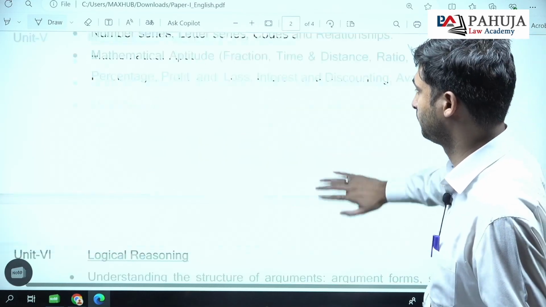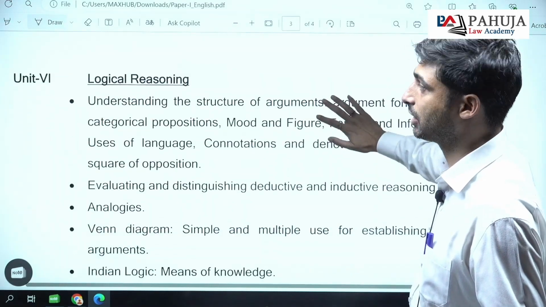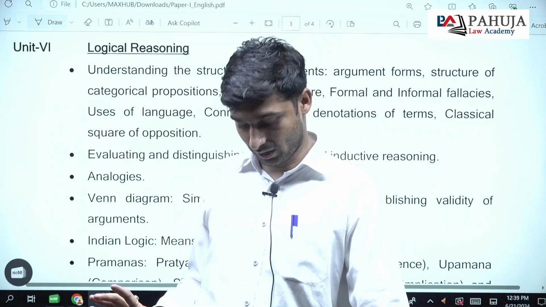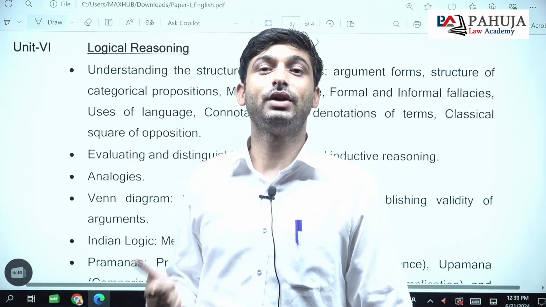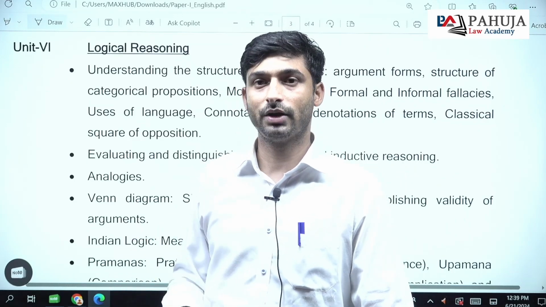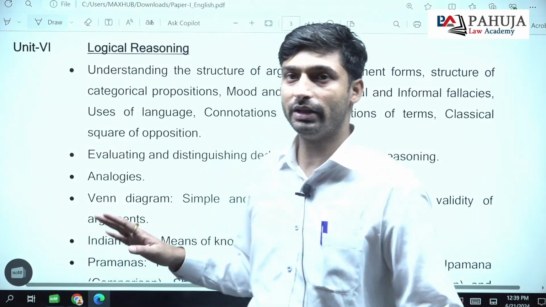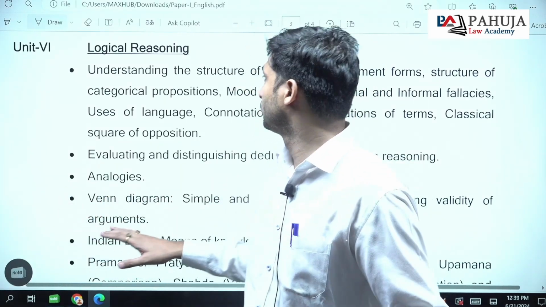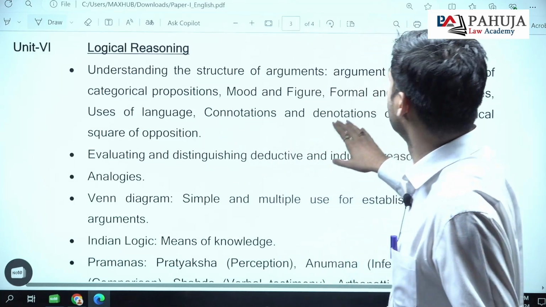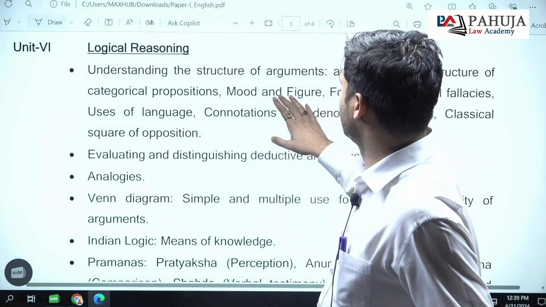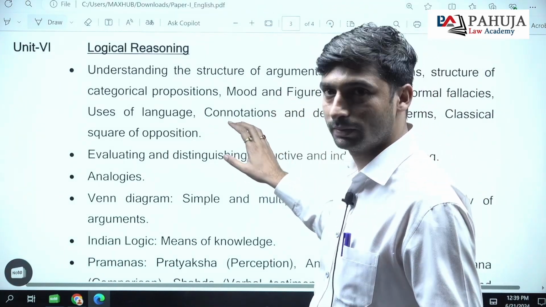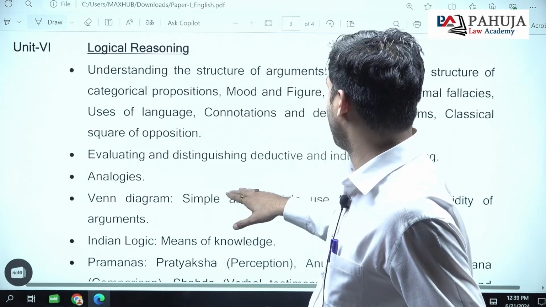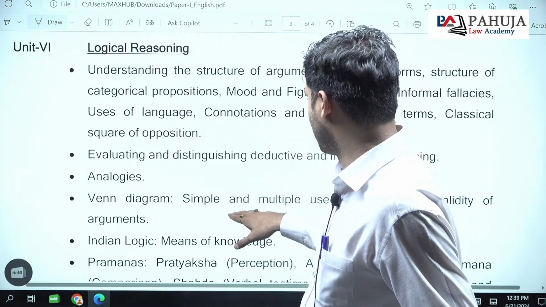Next unit is your logical reasoning. This is a very important chapter. People are quite afraid of it because there are certain terms that students can't understand. However, we are here to help you. We'll be helping you with understanding these things. If you go by the syllabus, these are structure of arguments, which is a particular part of this unit, and Venn diagram.